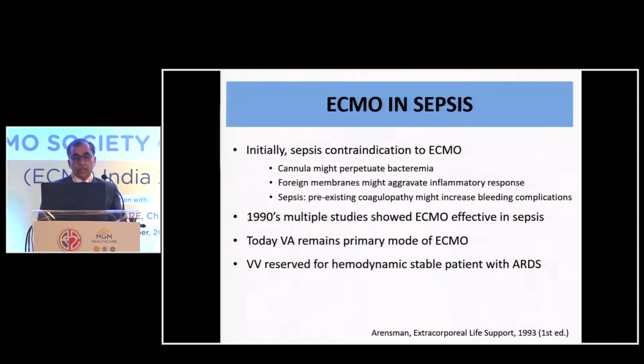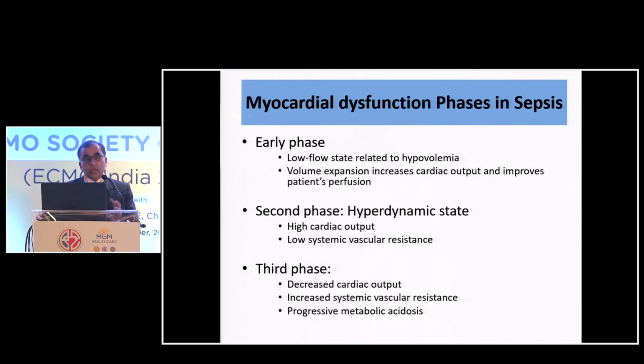the septic patients, and they used VA ECMO, and VV ECMO was restricted only to those patients who had ARDS, sepsis-induced ARDS. So to understand the use of ECMO, we should first understand which phase of myocardial dysfunction it is. Because we know that in the early phase, it's the low flow state where we give fluid, and the patient is relatively hypovolemic because of the leaky capillaries.